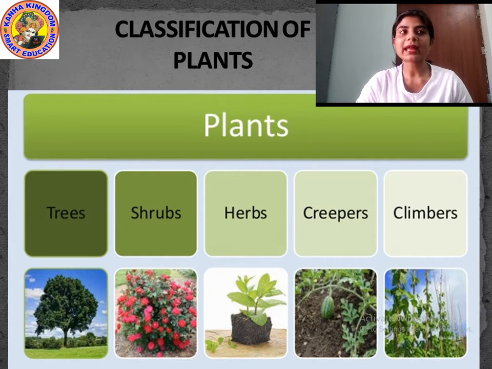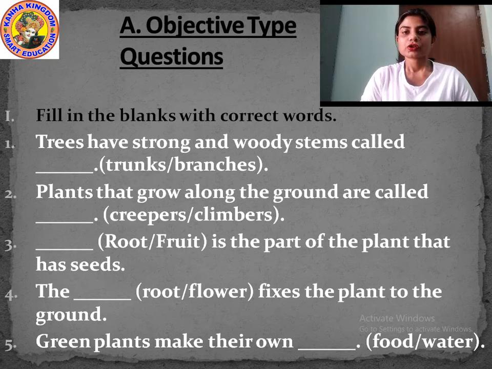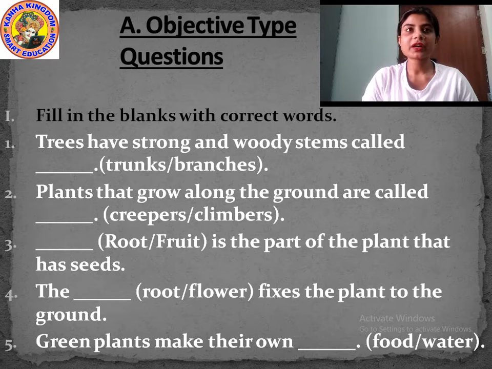Understood? Now let us move towards the exercise, the questions and answers of this chapter. So students, our first question is an objective type question. That means you can choose the answers. There are two answers which you can choose and write.